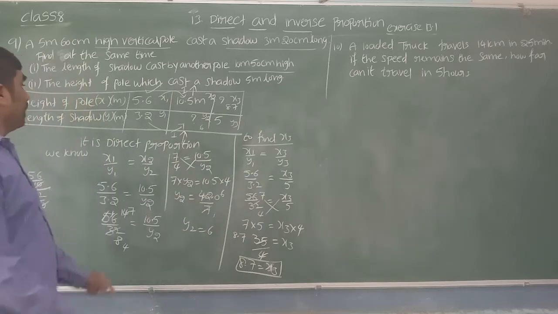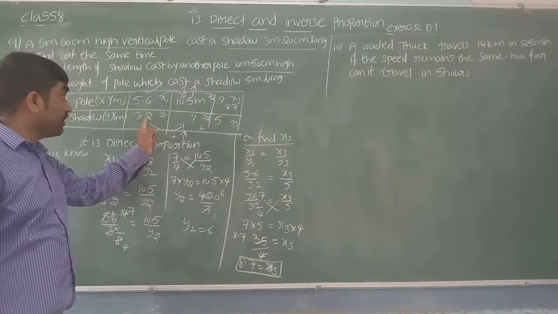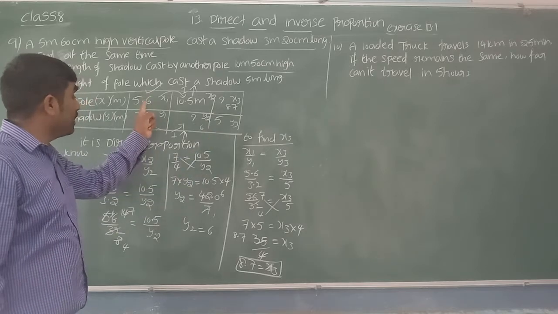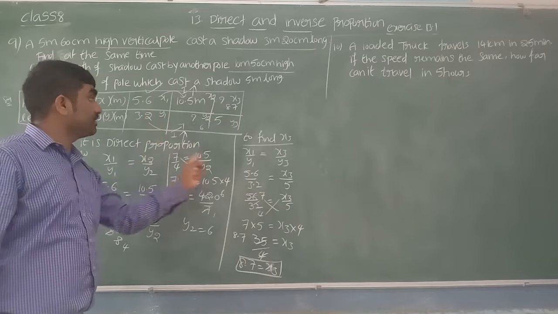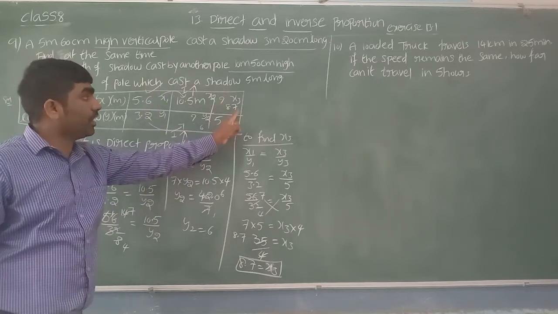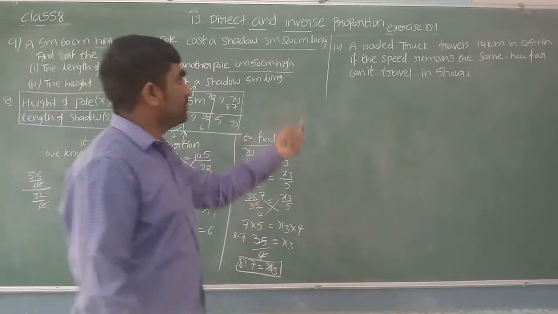It means the shadow is increasing from 3.2 to 5. When the length of the shadow is increasing, we observe here the height of the pole is also increased. When shadow length is increasing, height of the pole also increased from 5.6 to 8.7. Let us see one more.